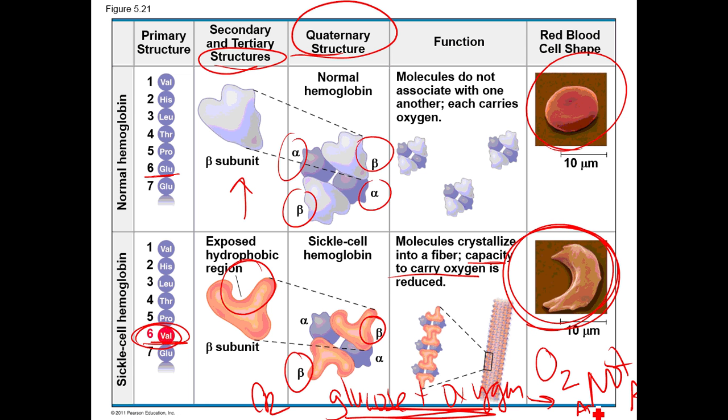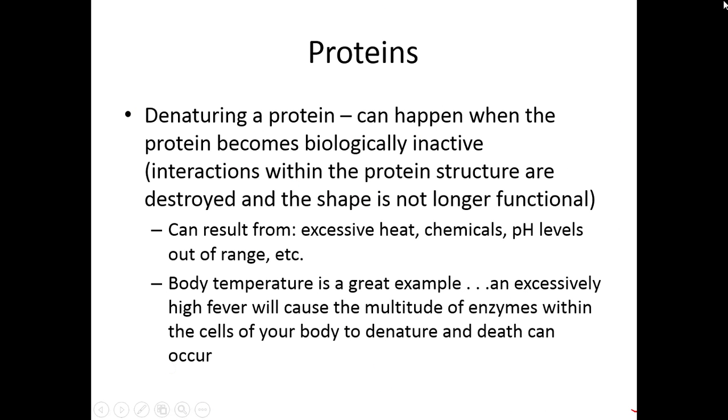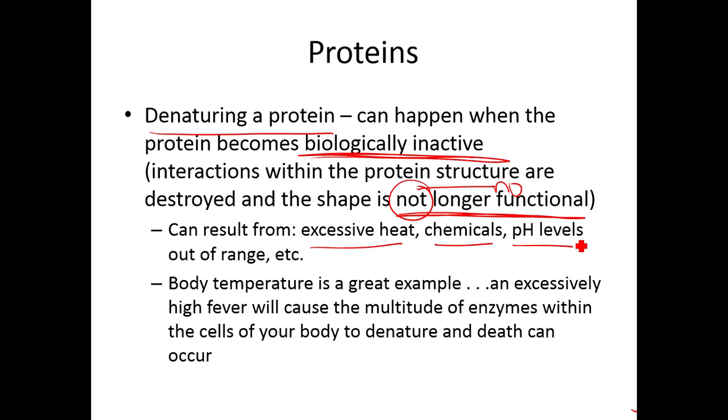And if you're not producing a lot of ATP, you're not going to be able to do much. You're going to be low on energy. Denaturing a protein can happen when the protein becomes biologically inactive. Interactions within the protein structure are destroyed and the shape is no longer functional. It can result from excessive heat, chemicals, pH levels being out of range, or many other things.